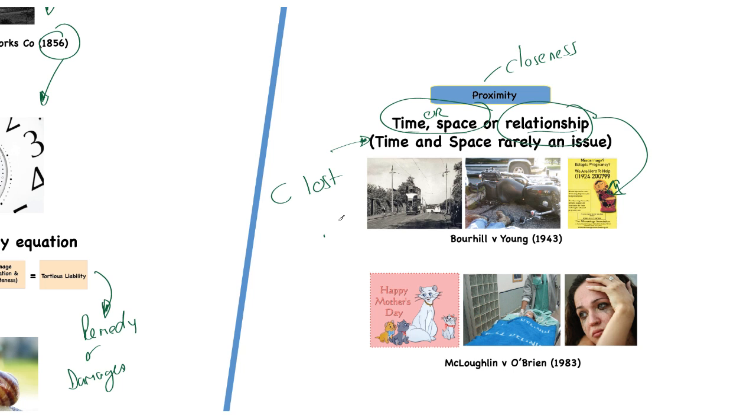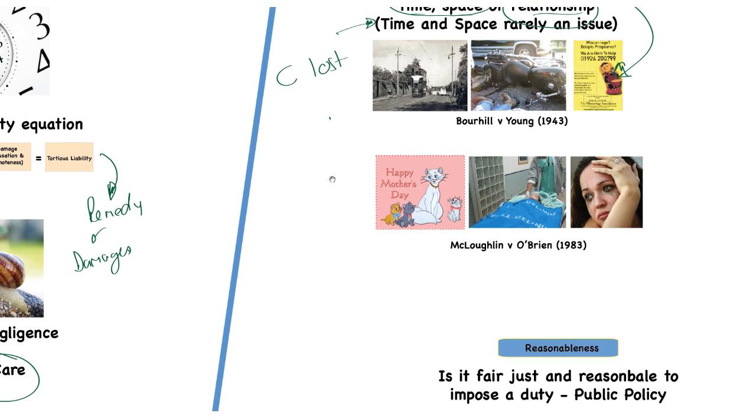Now compare that with the next one, which is McLoughlin versus O'Brian, and you'll see something slightly different. The defendant in this case was a driver who caused an accident which injured the claimant's family.